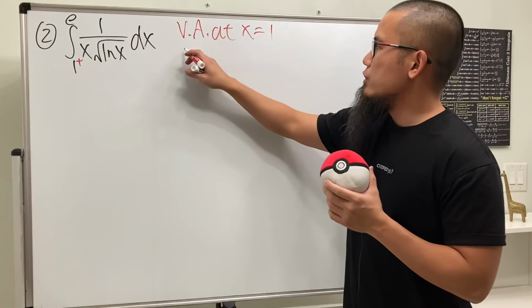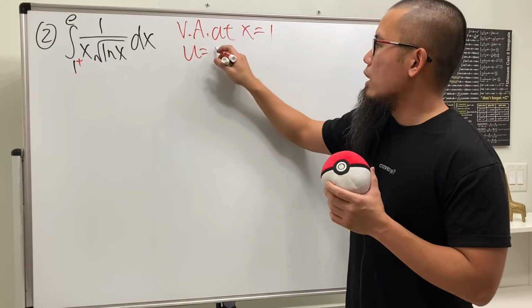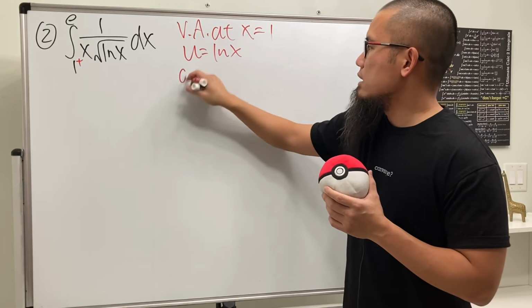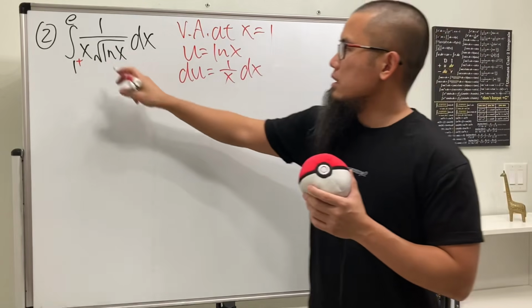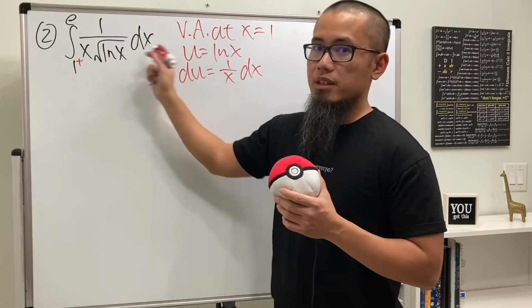Anyway, let's go ahead and just do u sub that u equals ln x, and then we see that du is just equal to 1 over x dx. So you do see the 1 over x and the dx right here.